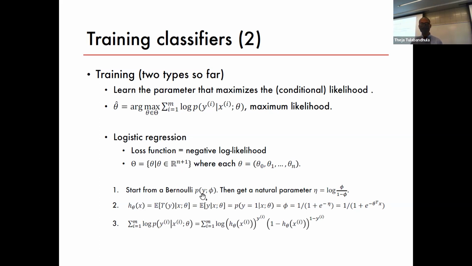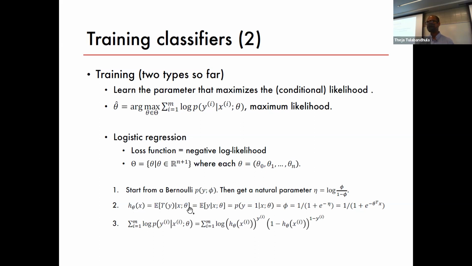We started with a Bernoulli distribution over the output. I want to mention this now because we're going to talk about generative models in a second. Here it's discriminative because we're only putting a distribution on the output, the conditional probability of y given x. It has a parameter phi, and that gives us a natural parameter, which is a transformation of this parameter. And then h theta of x, if you remember, has to be the expectation of the sufficient statistic.